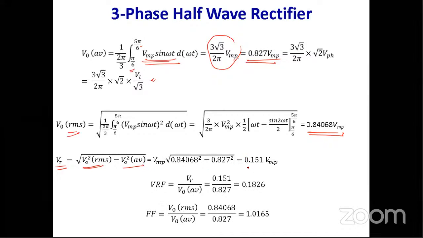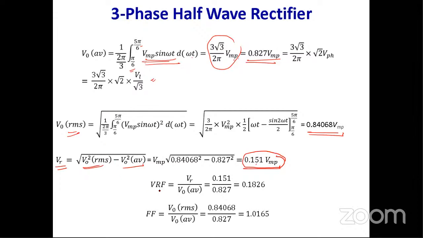So ultimately you will get that the ripple factor is 0.151, or the ripple voltage is 0.151 times the phase voltage. If you compare that with single phase rectification, in three phase rectification that value is very low. Meaning if you go for higher phases, the ripple factor gradually decreases.